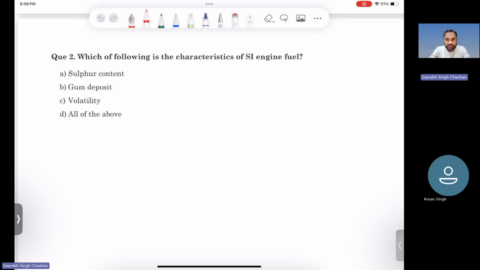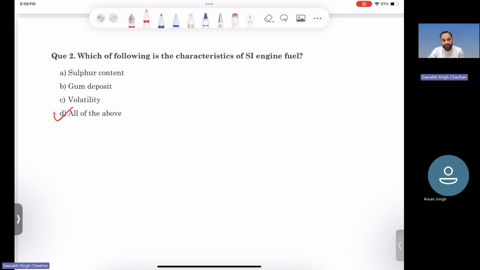And volatility, as the name suggests, shows how volatile a fuel is. If the fuel is not very volatile, it will not evaporate easily and will not get mixed with the air, right? So we want the fuel to be volatile so that it can easily mix with the air. All these parameters are important, and the correct option should be option D, all of these.